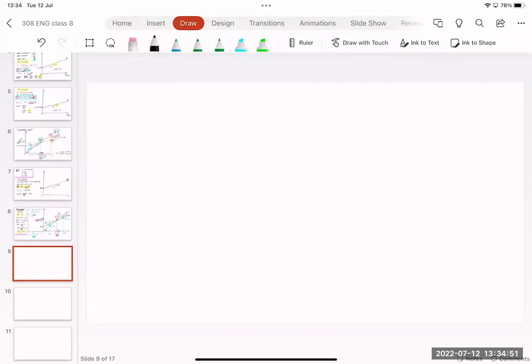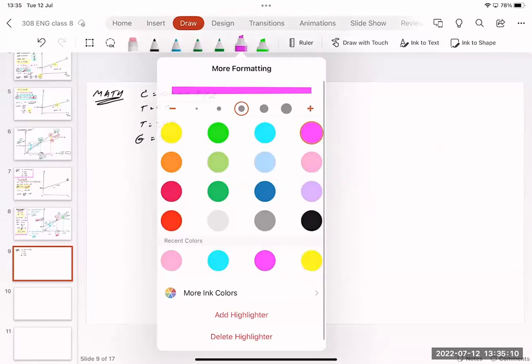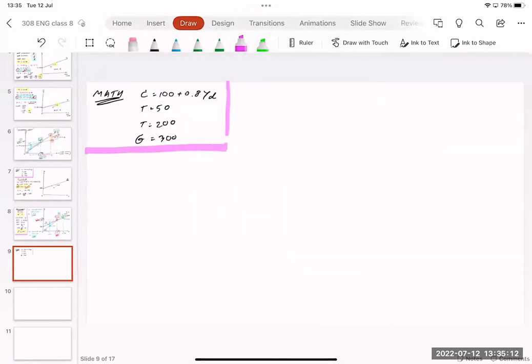So starting with the mathematics that I gave you before. Consumption equation equals 100 plus 0.8 YD. Tax equals 50. Investment equals 200. Government spending equals 300. This is all the information you have that we did together.